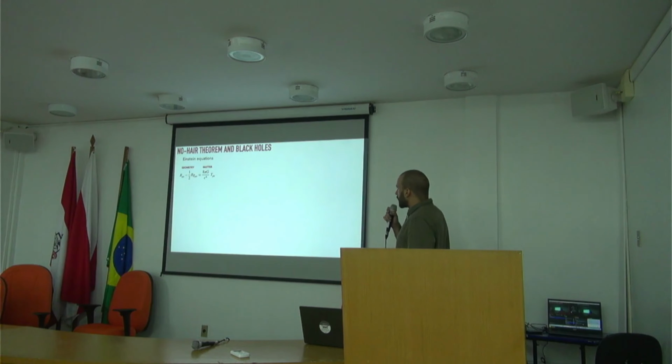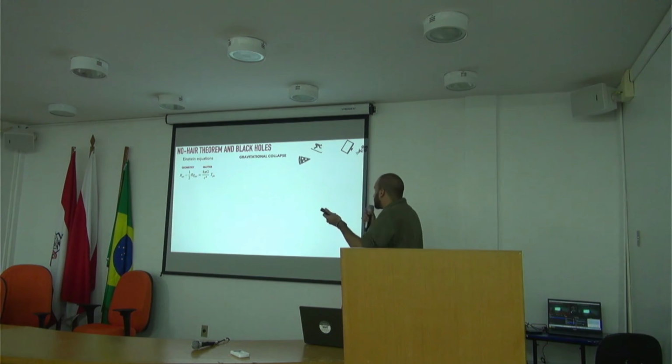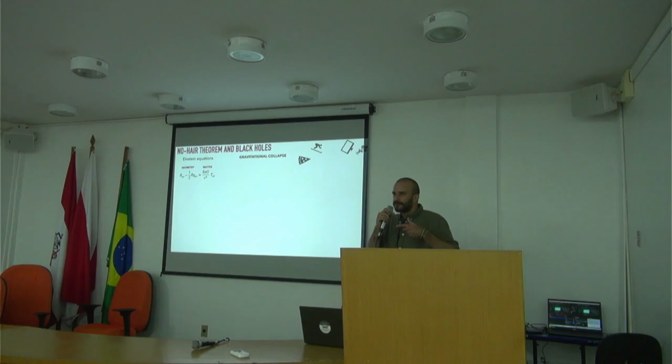And the first clue that black holes could be real astrophysical objects came with the idea that this can be formed via gravitational collapse. So the idea is basically to have some sort of distribution of matter. It doesn't really matter what form of matter it is. The important thing is that it's subject to its own gravity and will start a collapsing process.